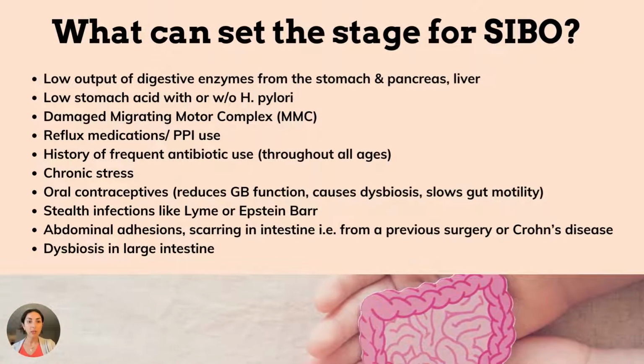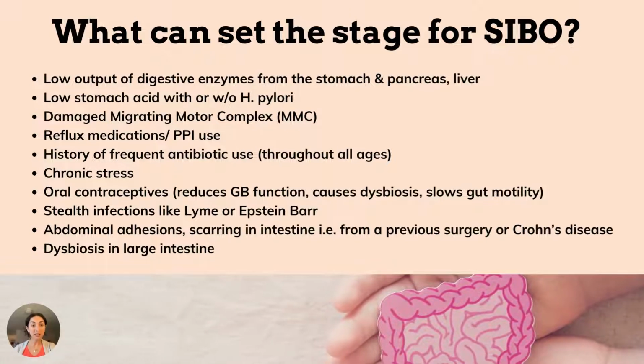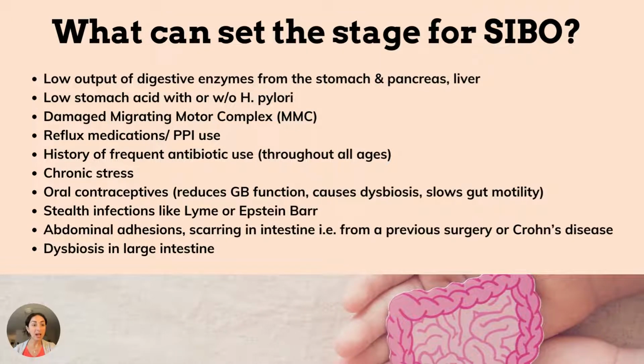We also have low digestive enzyme output. That can even be something as simple as that can cause a SIBO overgrowth, because we need adequate pancreatic enzymes. We need adequate stomach acid to really digest our food really well. We definitely see history of frequent antibiotic use throughout all ages. So let's say you had a lot as a baby, or growing up, you had a lot of antibiotics for sinus infections or UTIs. I see a lot of antibiotic use that influences SIBO development.